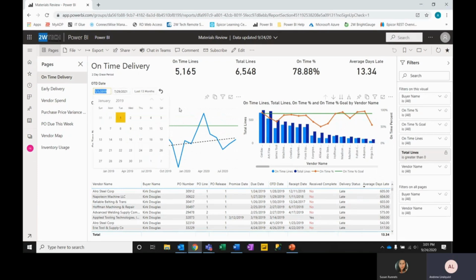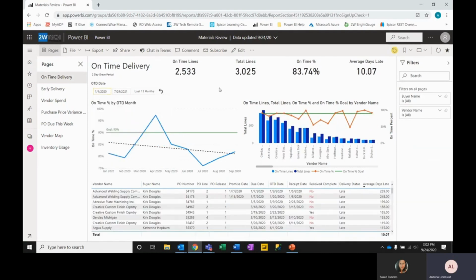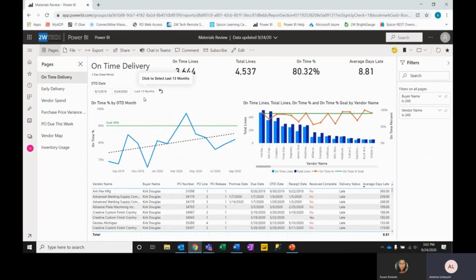I can also look at a specific time frame using these date filters. For instance, if I want to look at just our 2020 data, I can search for that year and evaluate how we performed during that time. I can also analyze the last 13 months with just a click of a button. And this allows me to see how we did this month versus the same month last year.